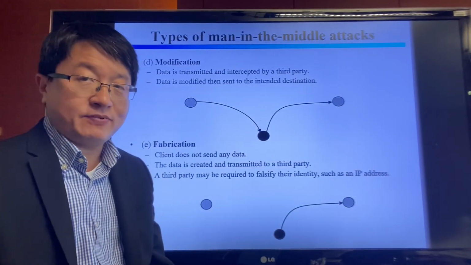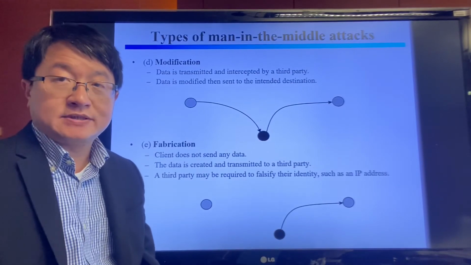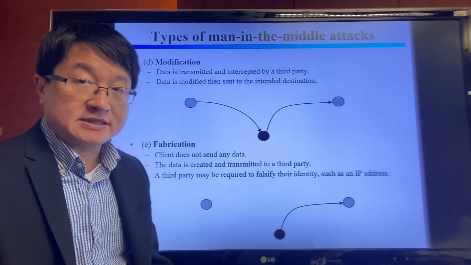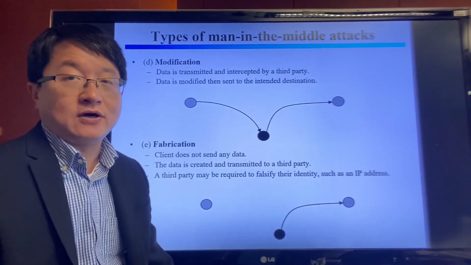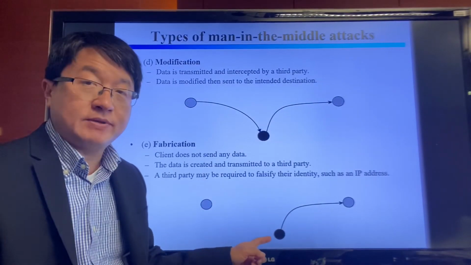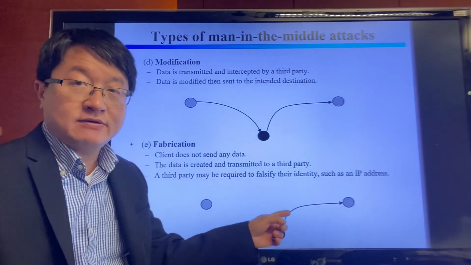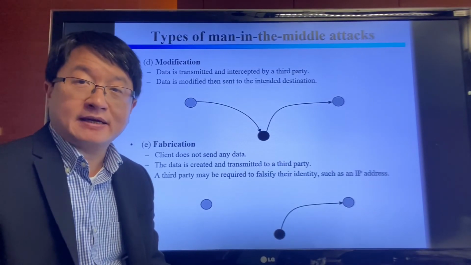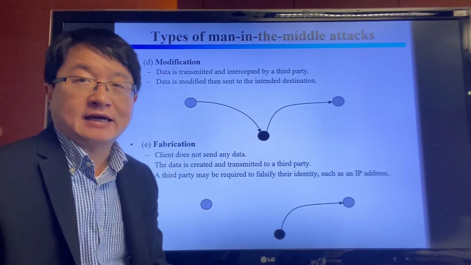Another example is called fabrication. Fabrication means there's no data originated from the sender at all, but the hacker will send the data to the destination on behalf of the sender. This is also quite common in business crime. For example, someone may send a false email to the client telling them that we have changed the bank account, so please send the money to another account, which is the account of the hacker.